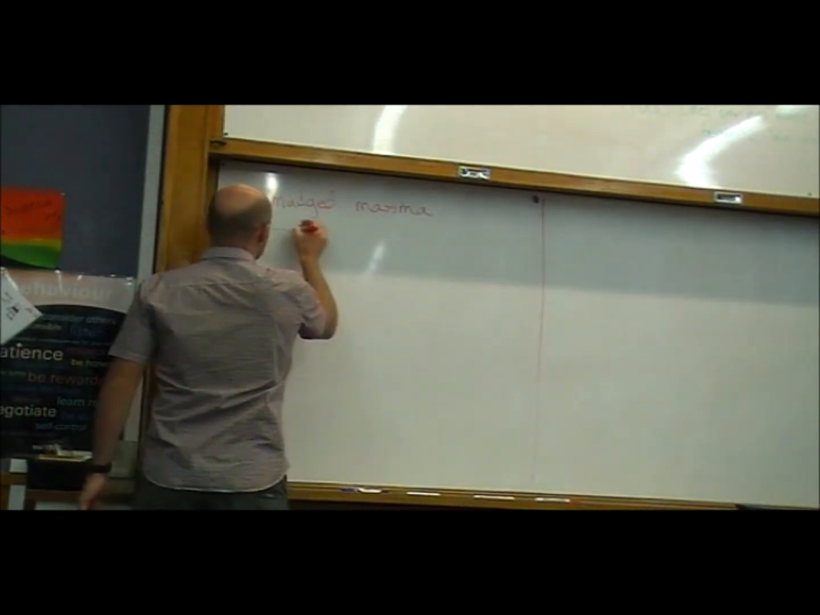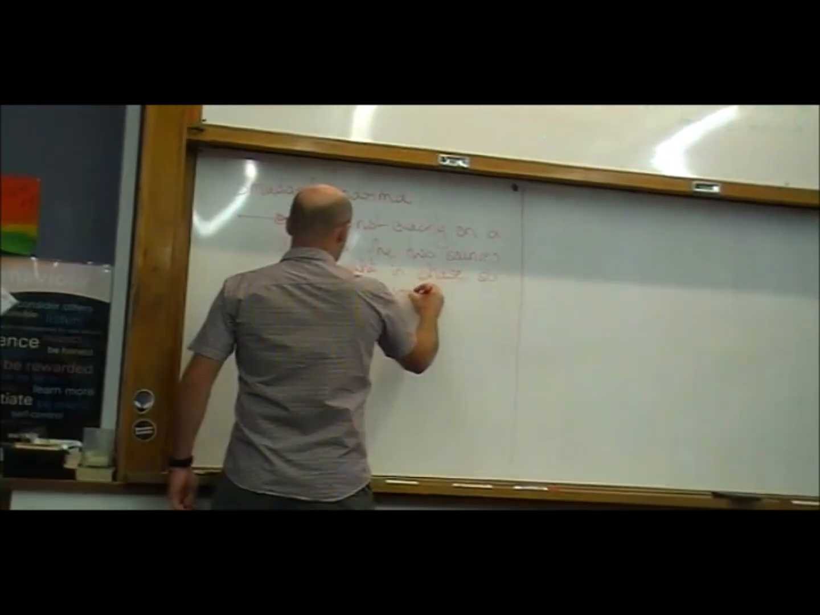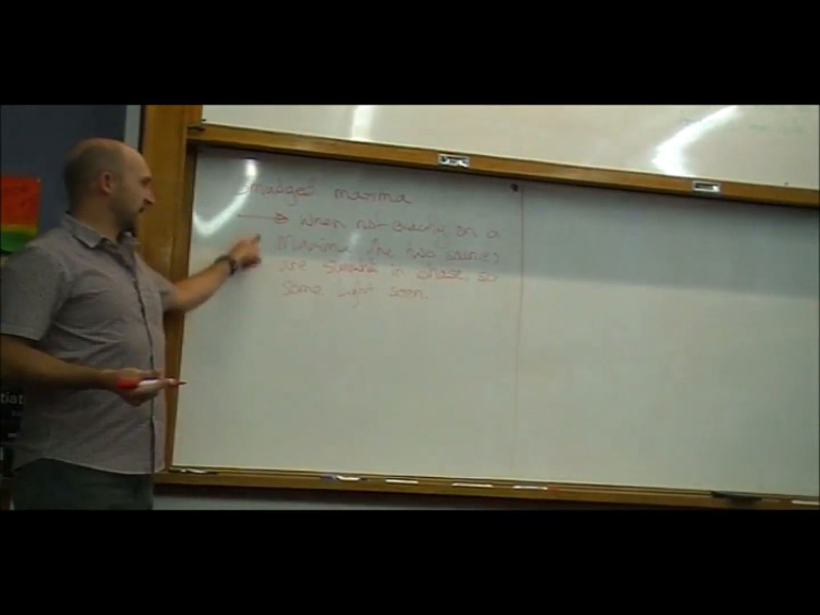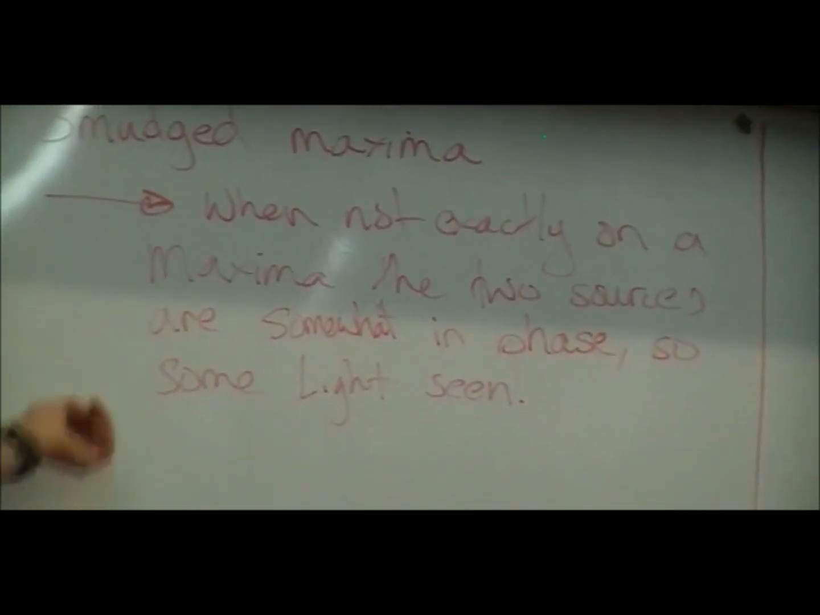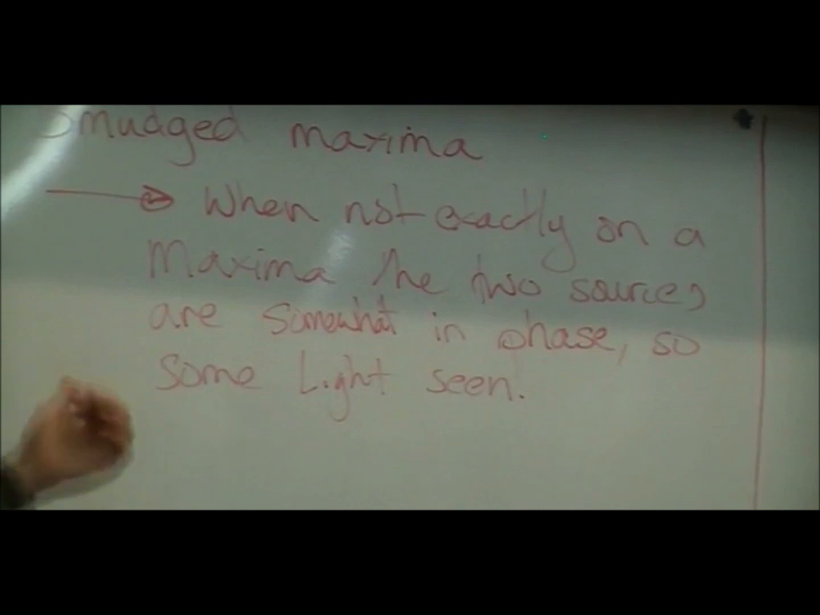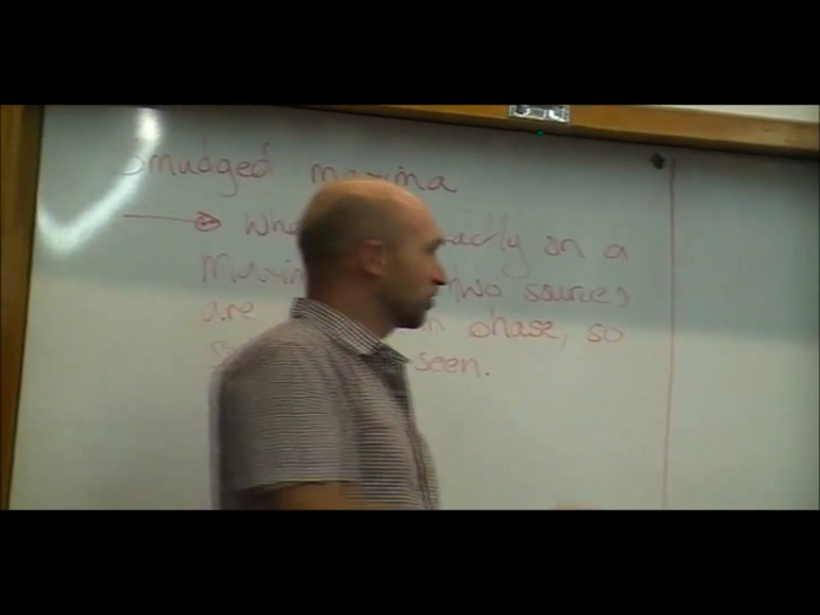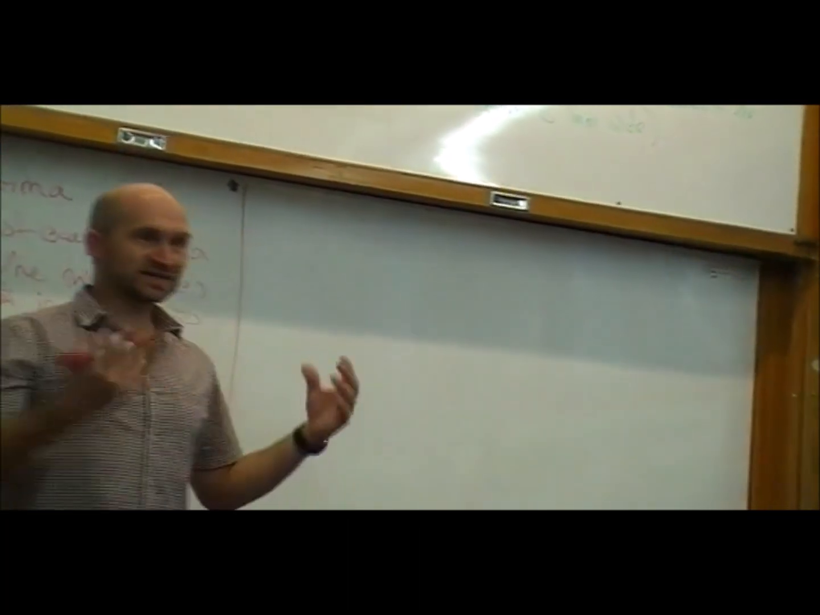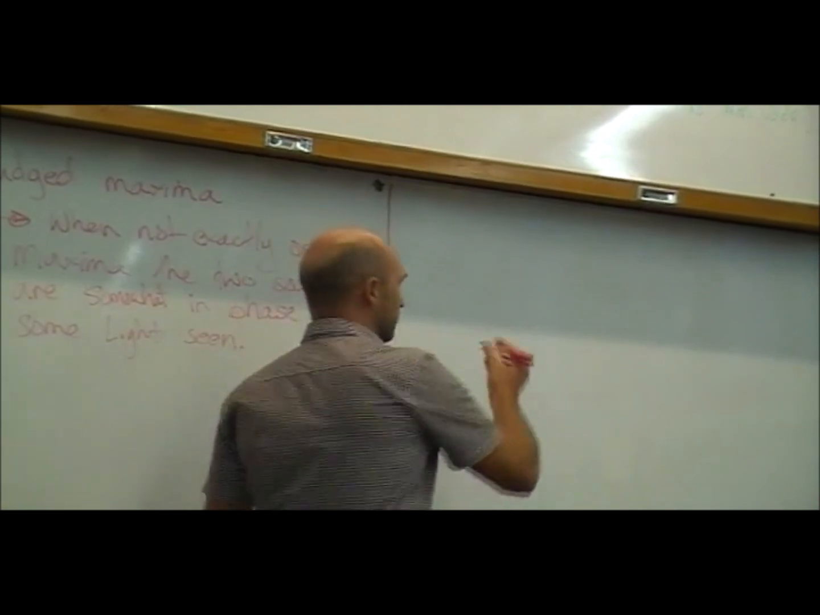Smudged maxima, and that's because when we're not exactly on a maxima, the two sources are still somewhat in phase, and so there's still some light seen. We never really get that darkness. Whereas on the diffraction grating, we get really distinct maxima and absolutely nothing in between.